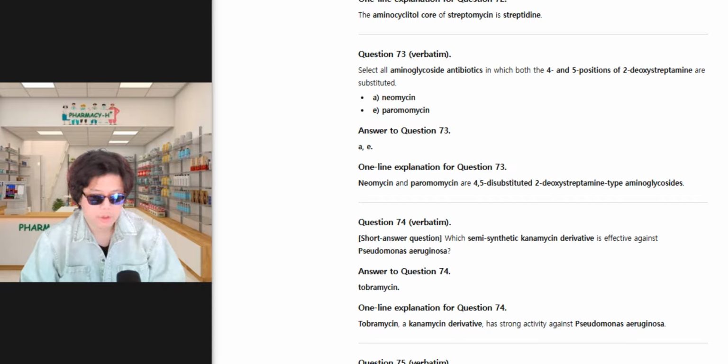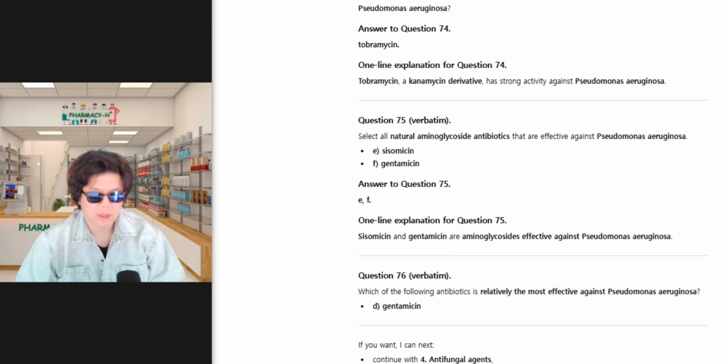Question. Which semi-synthetic kanamycin derivative is effective against Pseudomonas aeruginosa? Answer: tobramycin. Explanation: tobramycin, a kanamycin derivative, has strong activity against Pseudomonas aeruginosa.